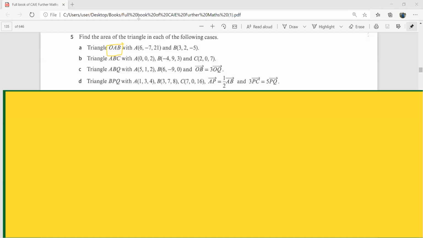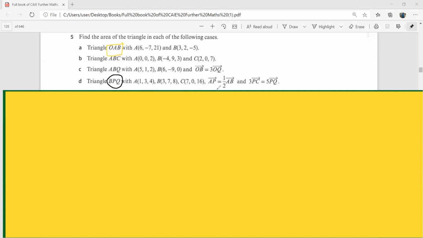I'm trying this D part. In this D part, it says the triangle BPQ with A, B, C. Okay, the triangle is BPQ, but we are given the points A, B, and C.